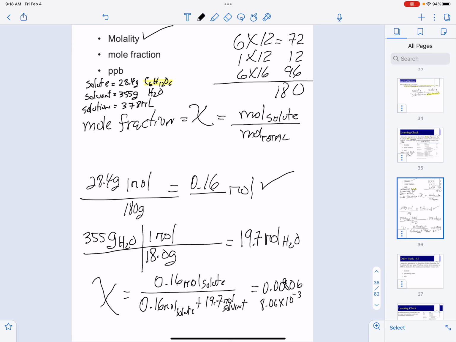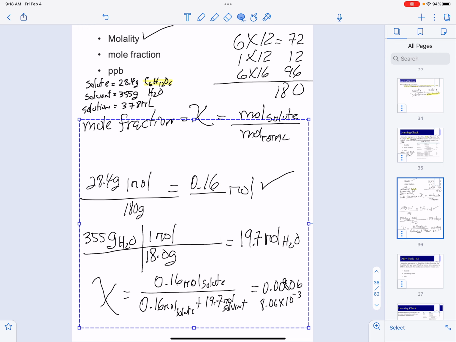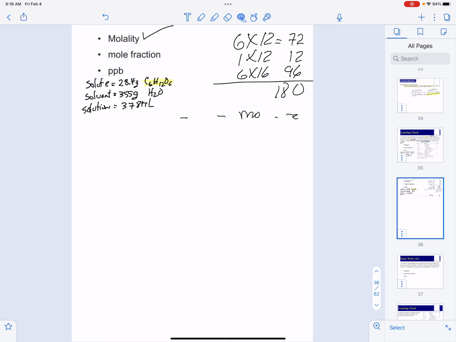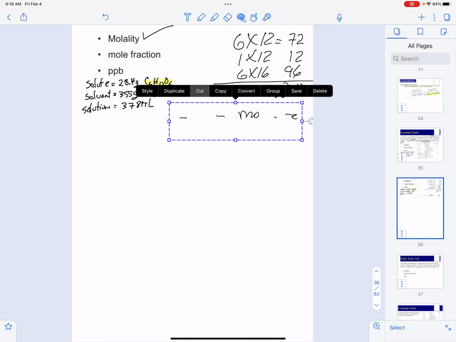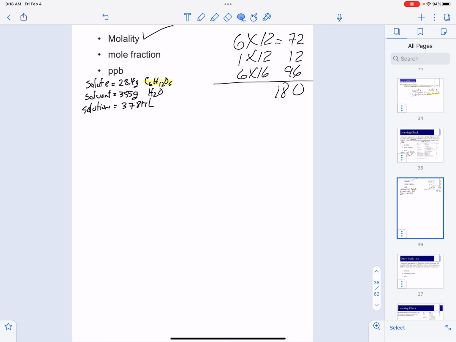What about parts per billion? Parts per billion is calculated exactly the same way as you do percentage, but instead of multiplying by 100, you multiply by 10 to the 9, which is a billion. 10 to the 6 would be a million. So parts per million, you're going to multiply by 10 to the 6. Parts per billion, you're going to multiply by 10 to the 9. If it doesn't say, we are going to assume it's asking for the mass ratio in terms of billion parts.